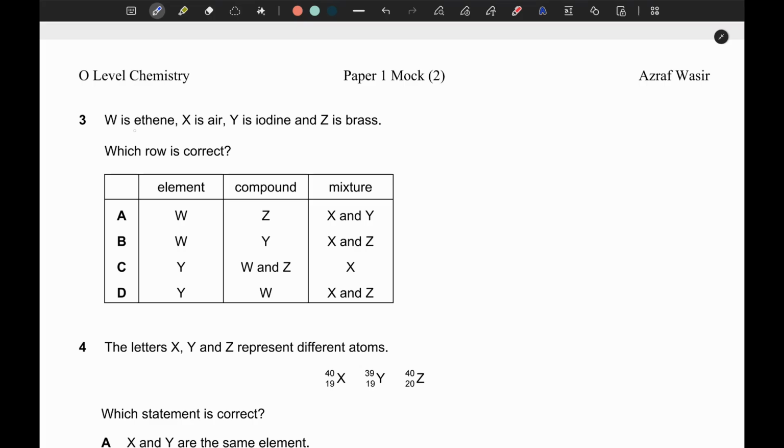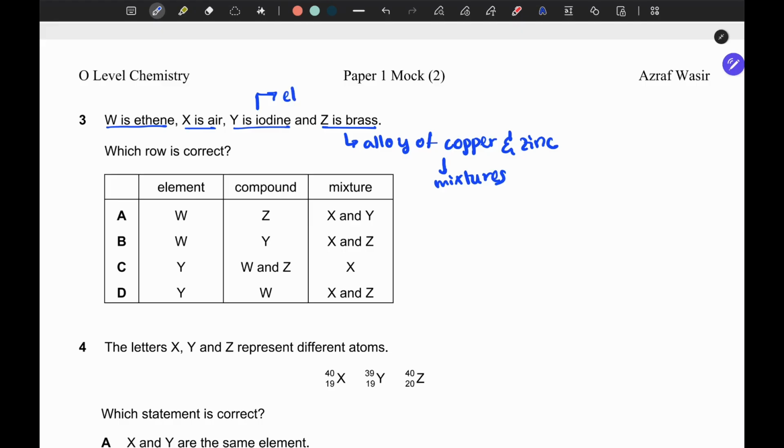This is pretty straightforward. W is ethene, X is air, Y is iodine, and Z is brass. Which row is correct? So over here we have to identify which one is an element, which one is a compound, and which one is a mixture. So brass is an alloy of copper and zinc. And we know that alloys are always mixtures. They are mixtures of metals and sometimes non-metals. So since it's a mixture, that's one part we have already identified.